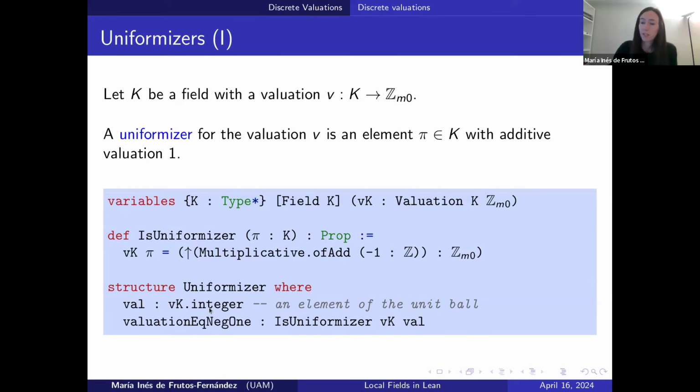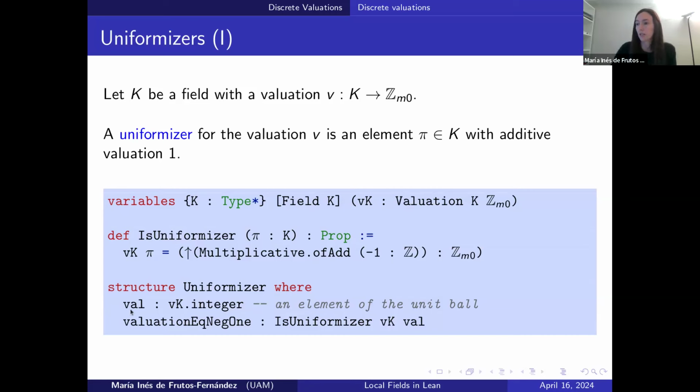And we provide two versions of this definition. The first version is just a proposition, is_uniformizer, so that given an element of K, you can use this to say that the element is a uniformizer. But then there are other situations where you actually want to fix a uniformizer and work with it. And we provide a bundled structure to do that.